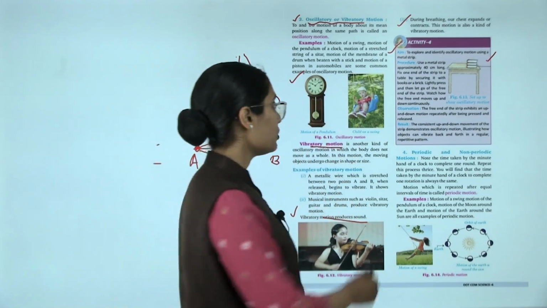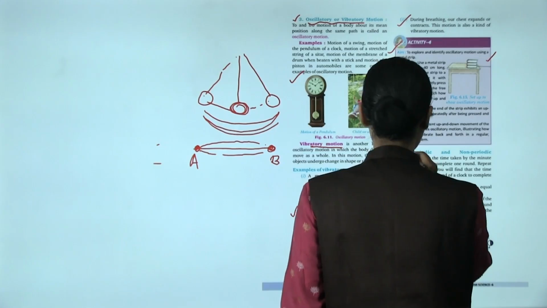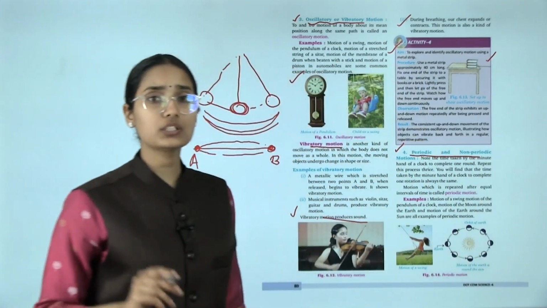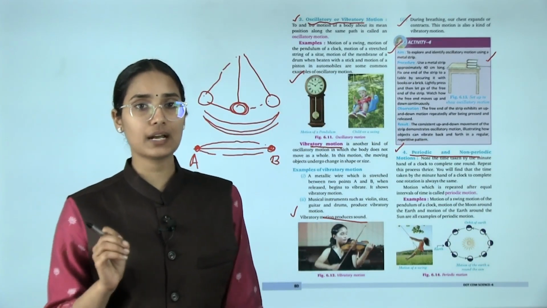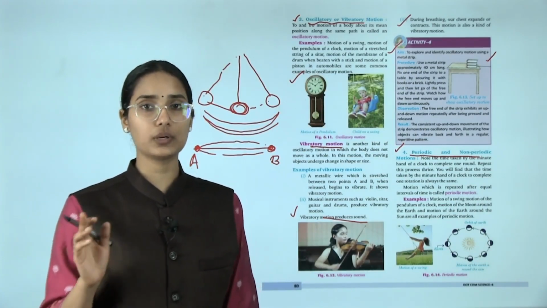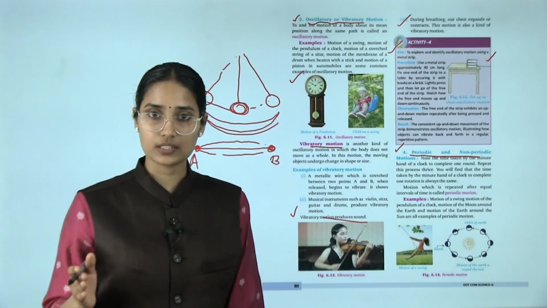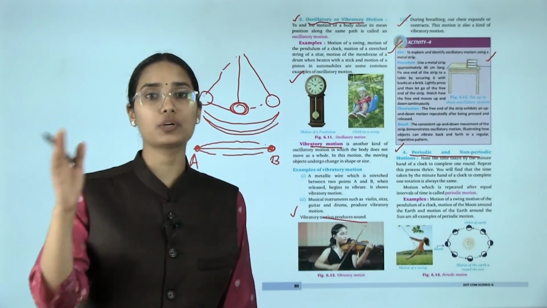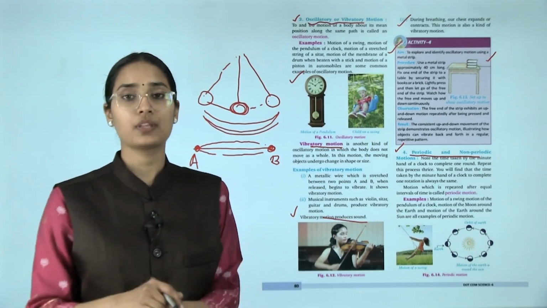Now let us understand the fourth type of motion, which is periodic and non-periodic motion. Note the time taken by the minute hand of a clock to complete one round. Repeat this process thrice. You will find that the time taken by the minute hand of a clock to complete one rotation is always the same.